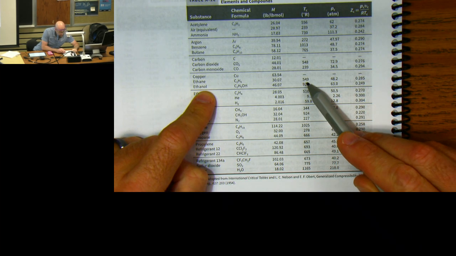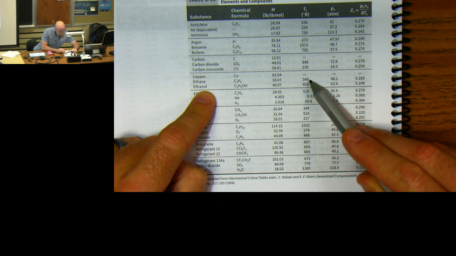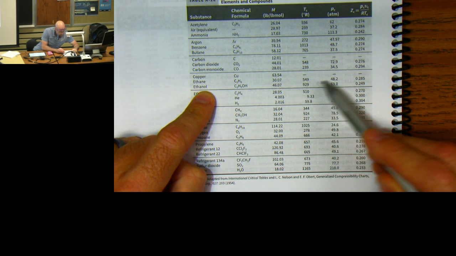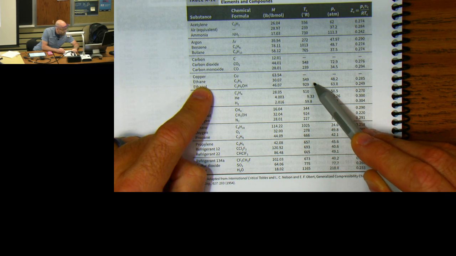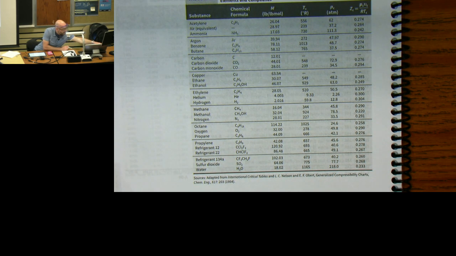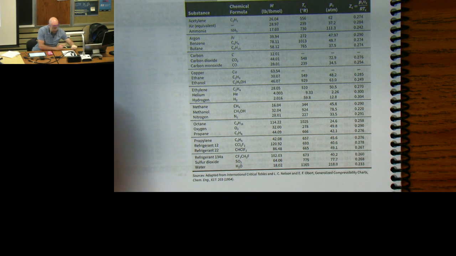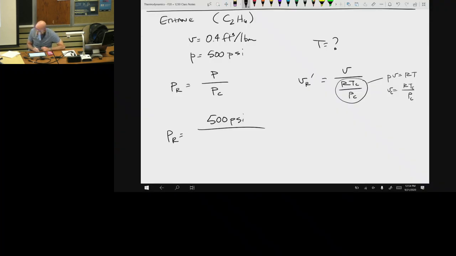And while we're here, the critical temperature is going to be 549 degrees Rankine. So we'll just briefly look at this, that these are the values that we need, and then we'll switch back to the laptop so that we don't make this error again. So I have 48.2 atmospheres. I'm going to have to do my conversion here: in 1 atmosphere, I'm going to have 14.7 psi.